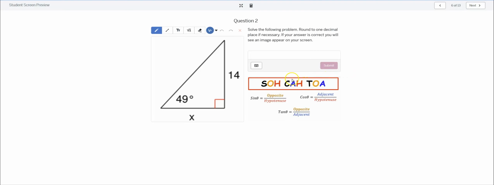Okay, we have another example. Again, this is the whole portfolio, just being able to solve these types of problems. So here, if I want to label it again, my hypotenuse, from that 49 degrees, this will be the opposite side and the adjacent side. Now I'm going to use the tangent function again because I'm looking at the opposite and adjacent. So my tangent of 49 degrees is going to be equal to 14 over x.